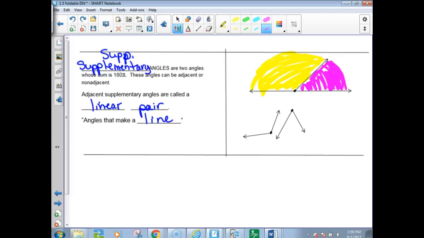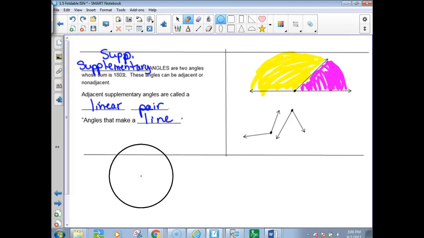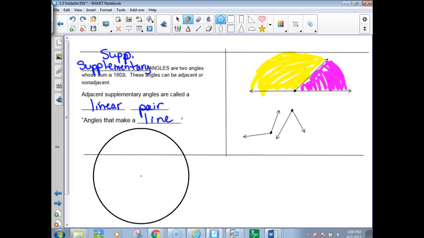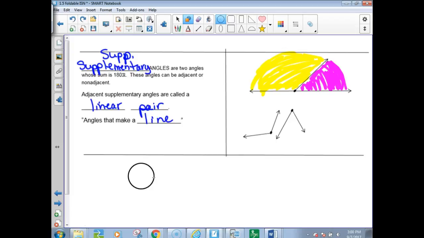Okay, I want to talk to you about why. You don't have to write this down or anything. I just want to show you something. Well, it got bigger. That's too little. I don't like that circle.